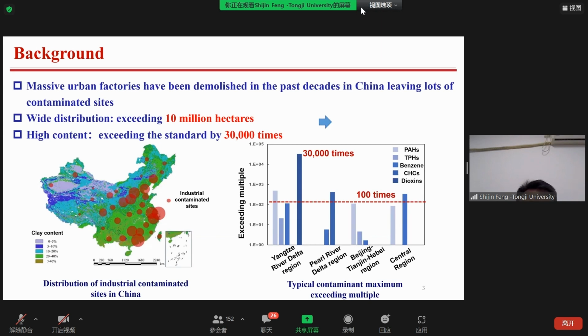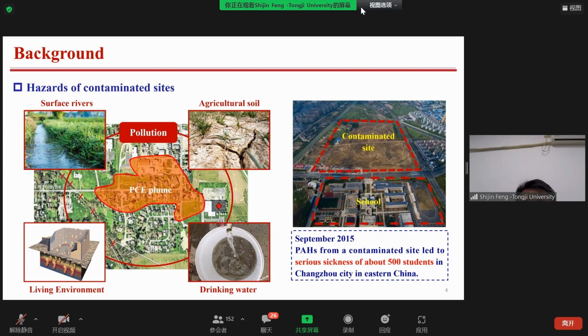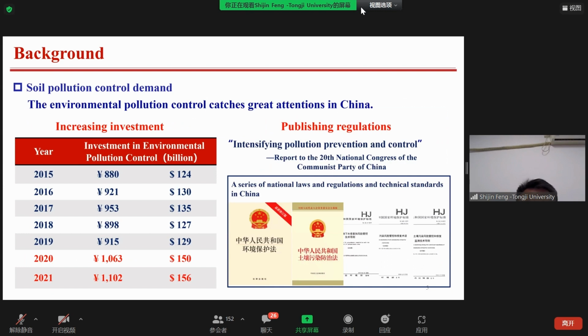The migration of contaminants leads to the pollution of surface rivers, agricultural soil, living environment, and drinking water. Here is a typical accident occurring in Changzhou City in eastern China. A new school was built near a contaminated site. The pollution led to serious sickness of about 500 students. Thus, environmental pollution control has caught great attention in China.